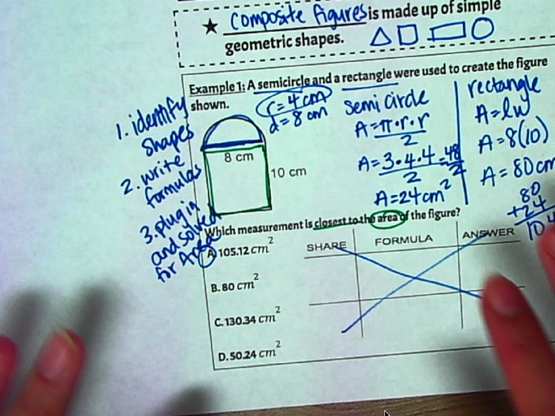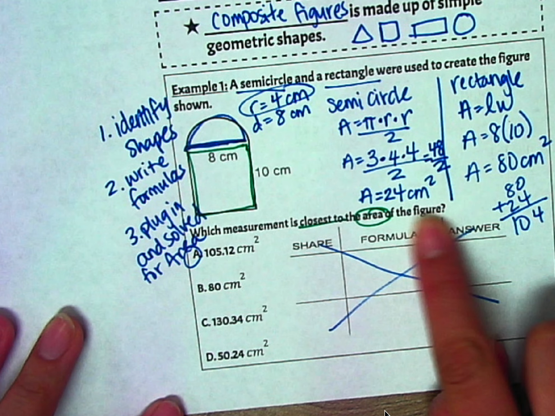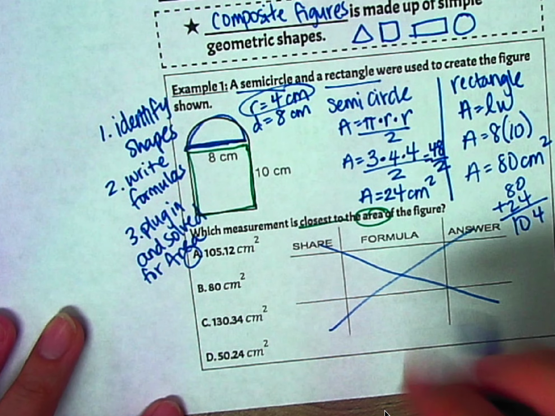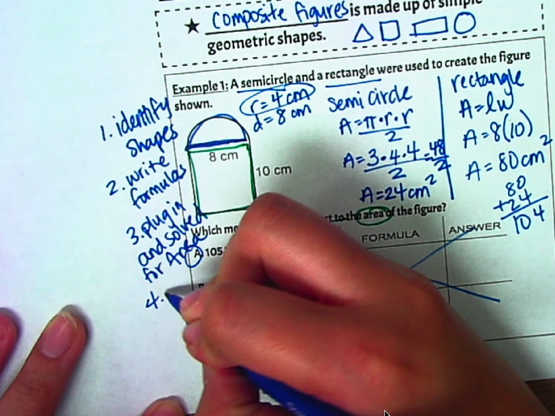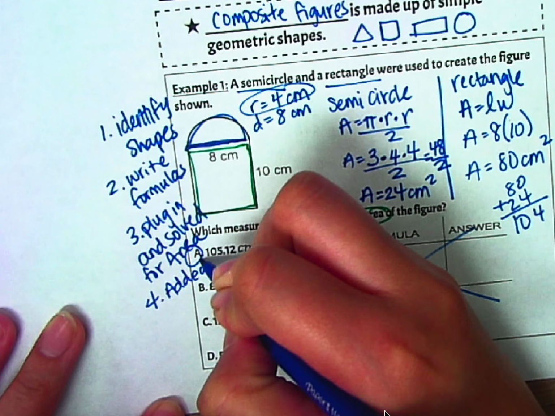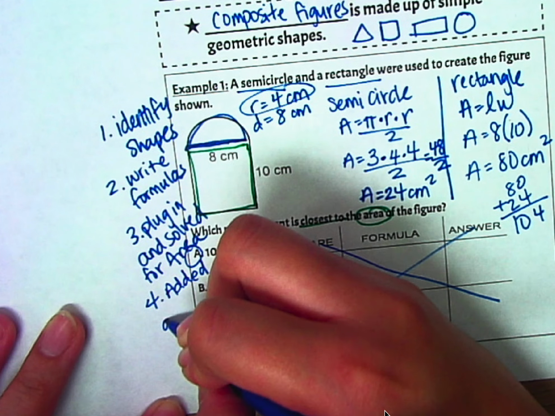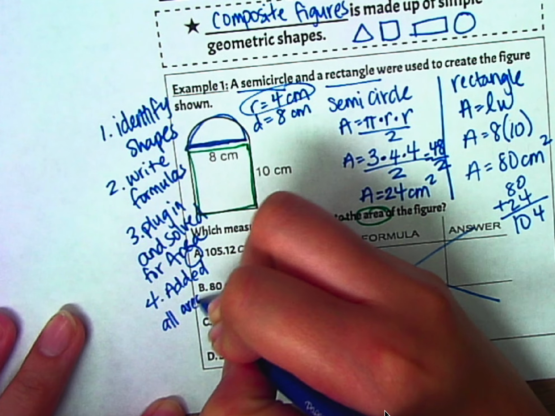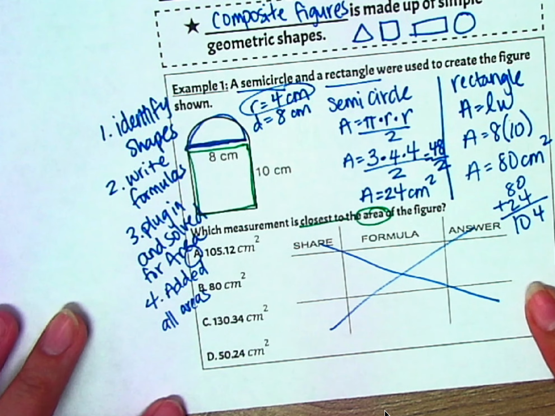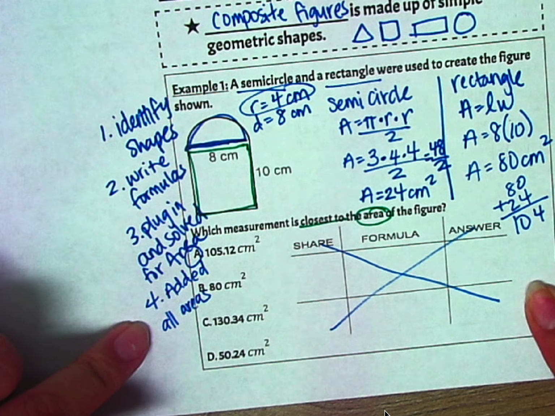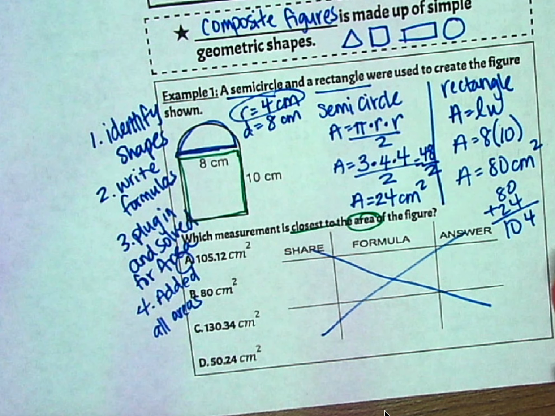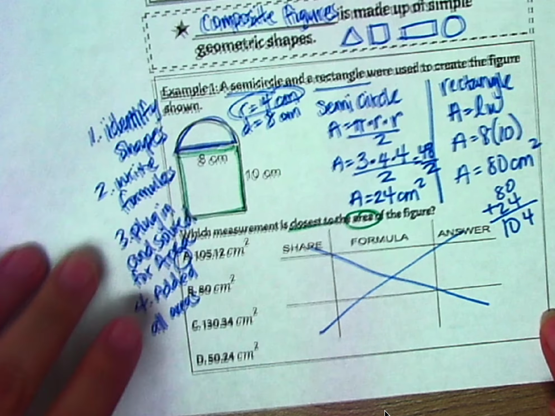So after I found both of my areas, I did step 4. I added all the areas. Okay. So you've got 4 steps here. So let's go ahead and turn it over on the back.